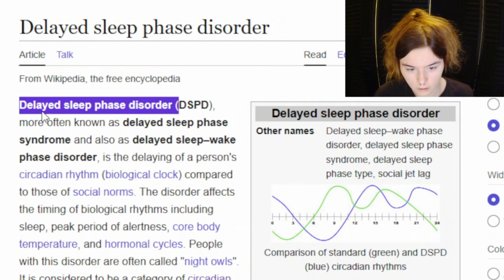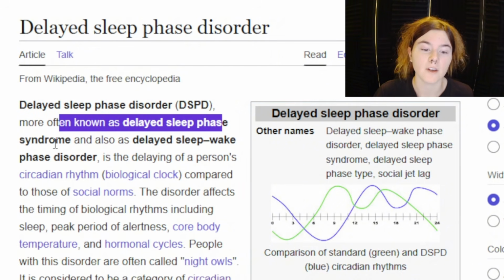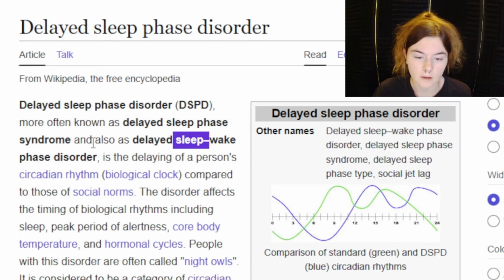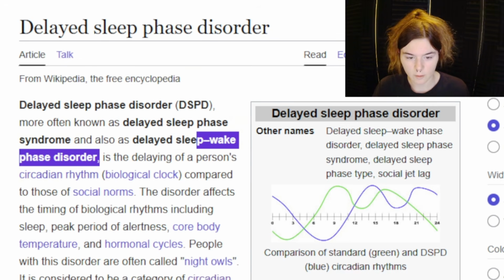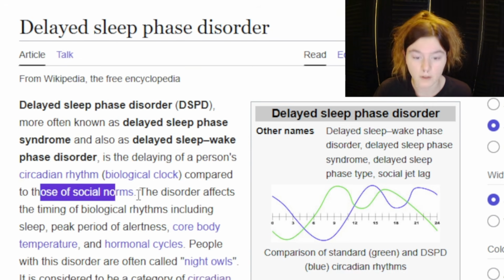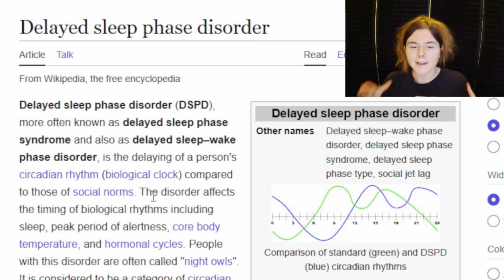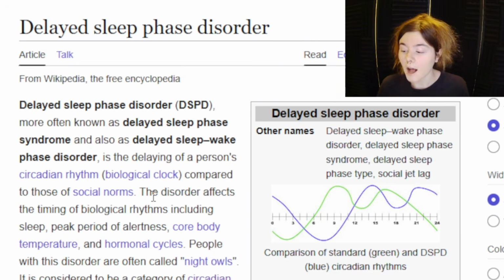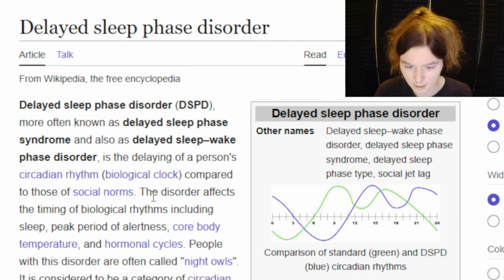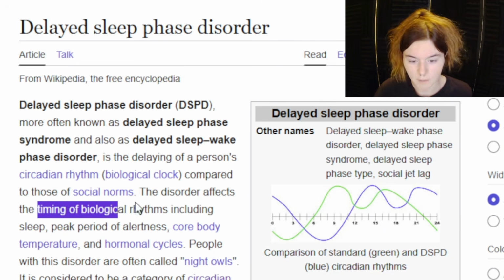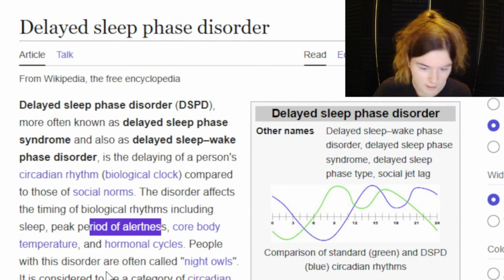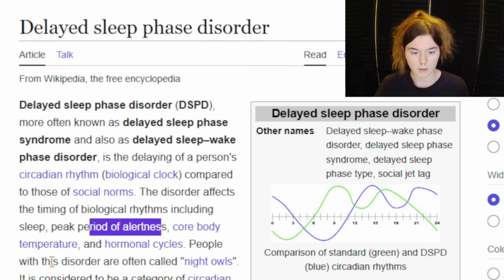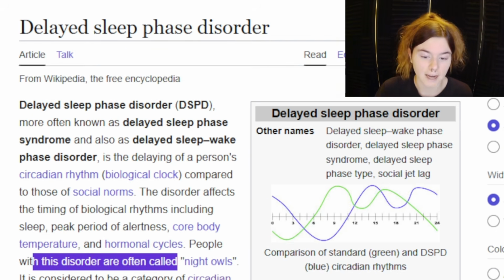Delayed sleep phase disorder, more often known as delayed sleep phase syndrome, and also as delayed sleep-wake disorder, is the delaying of a person's circadian rhythm compared to those of social norms. AKA, instead of falling asleep at 11 p.m., I fall asleep at 5 in the morning. The disorder affects the timing of biological rhythms, including sleep, peak period of alertness, core body temperature, and hormonal cycles. People with this disorder are often called night owls.